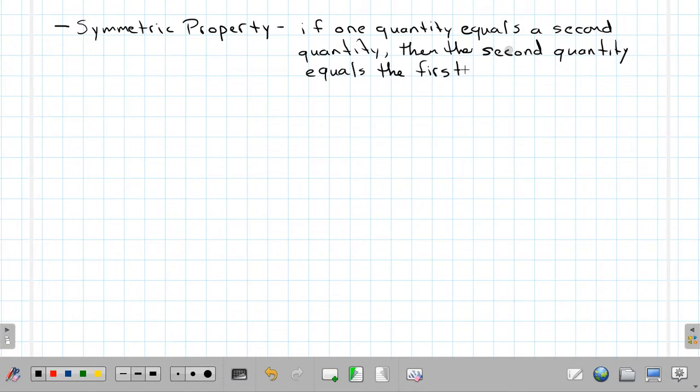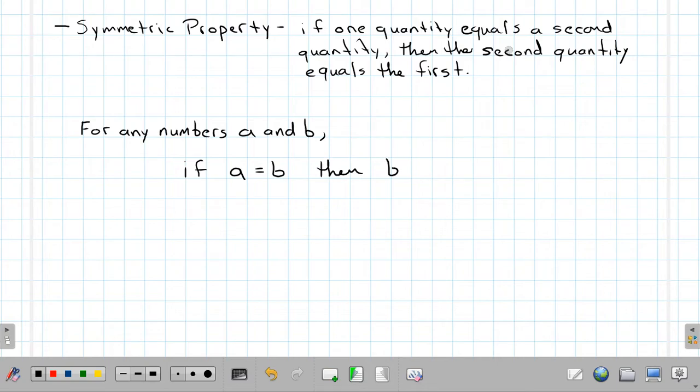Well, in terms of the words there, it can get a little bit hard to understand from the words that we're using here. So when we talk about it in terms of symbols, we say for any numbers a and b, if a is equal to b, then b is equal to a.